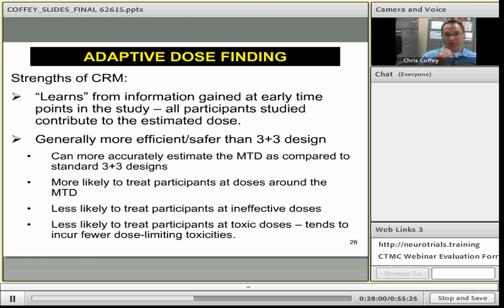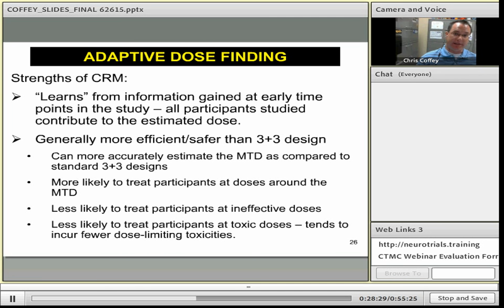It's also been shown to generally be more efficient and safer than the 3+3 design, so it's more accurate for correctly estimating the MTD. It's more likely to treat participants at doses around the MTD, and it's less likely to stay a long time at ineffective doses. So in general, this gets quickly into the range of the MTD. You may move around that range until you iterate to the value, but you're going to spend more time in the general target range around that MTD than outside.